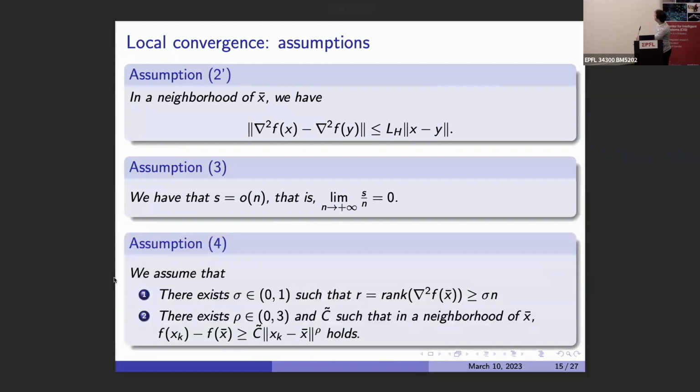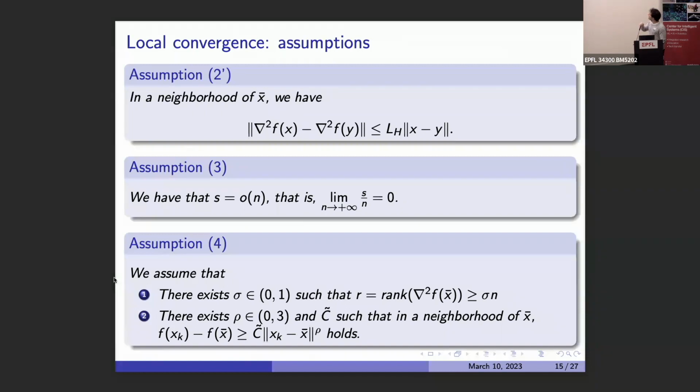And the other one is a rank assumption. Of course, if the Hessian of f at x bar has full rank, then linear convergence holds. This is well known. It's very easy, and with random subspace it doesn't change. But here we assume that the rank is at least some constant times n, some constant sigma, and this is something similar to the local error bound condition. It says that the difference between f of xk and f of x bar is greater than some constant times the norm of xk minus x bar to the power of some parameter rho, and this parameter rho should be smaller than 3.